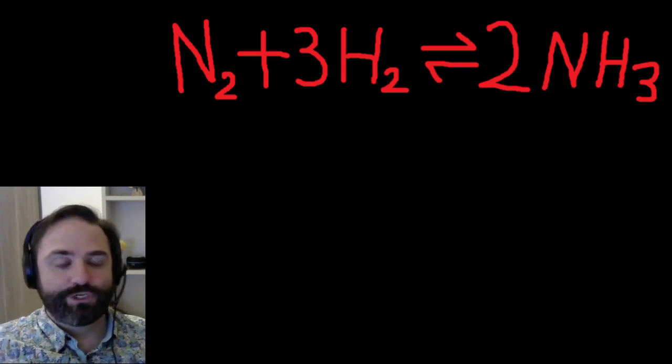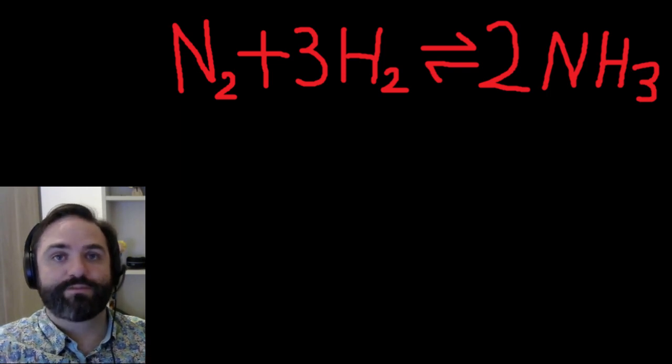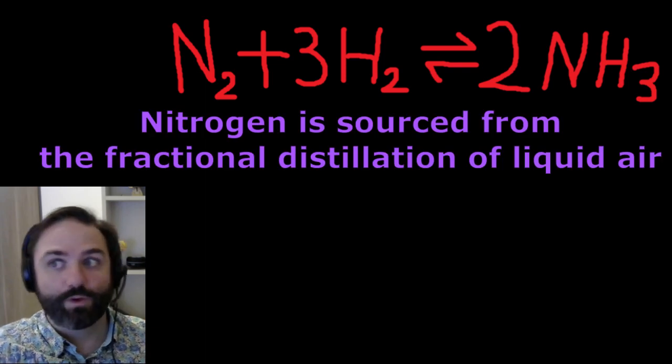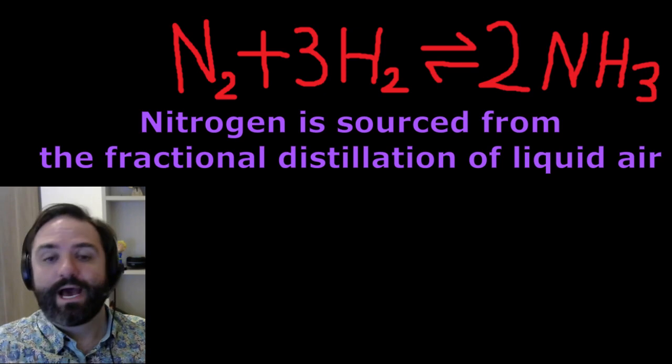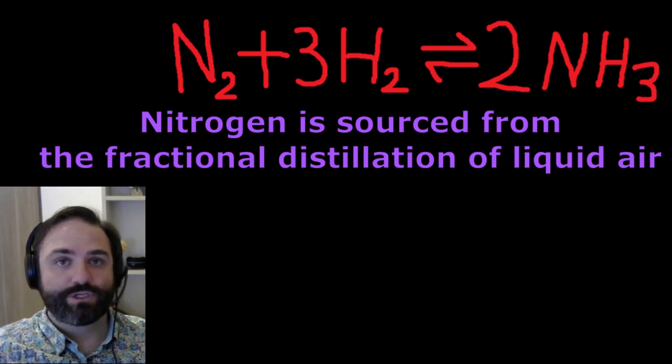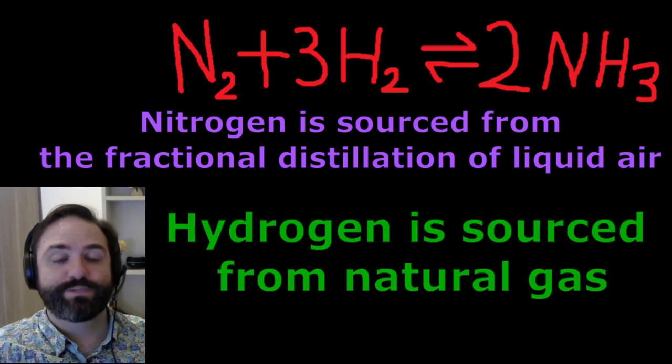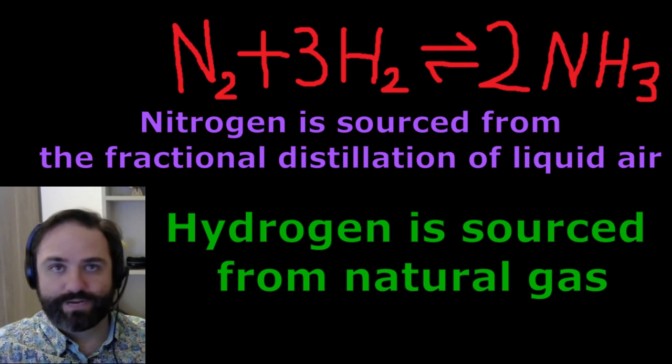The nitrogen used to make ammonia in the Haber process comes from the fractional distillation of liquid air. In the exam, when you're asked where it comes from, use that whole phrase. There's usually a couple of marks for that. So, the fractional distillation of liquid air. Hydrogen doesn't come from the air. Hydrogen comes from fossil fuels, specifically from natural gas. So hydrogen from natural gas, nitrogen from the fractional distillation of liquid air.